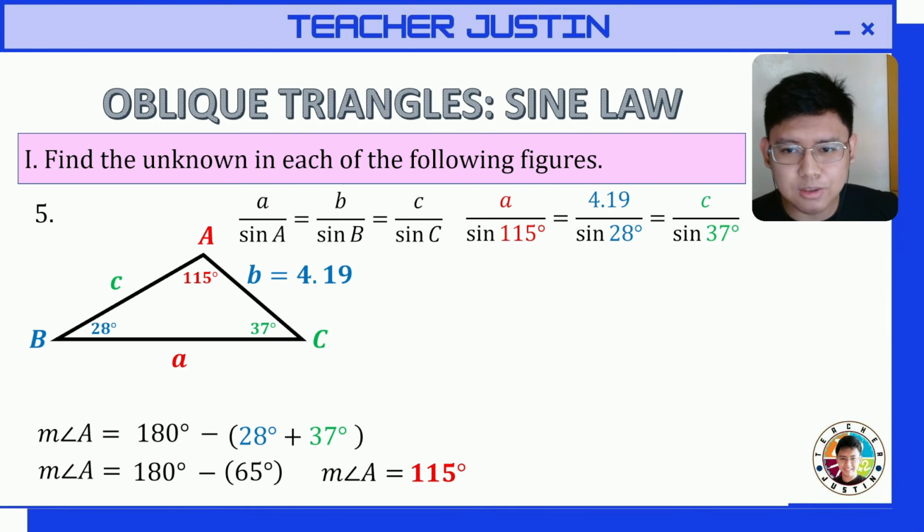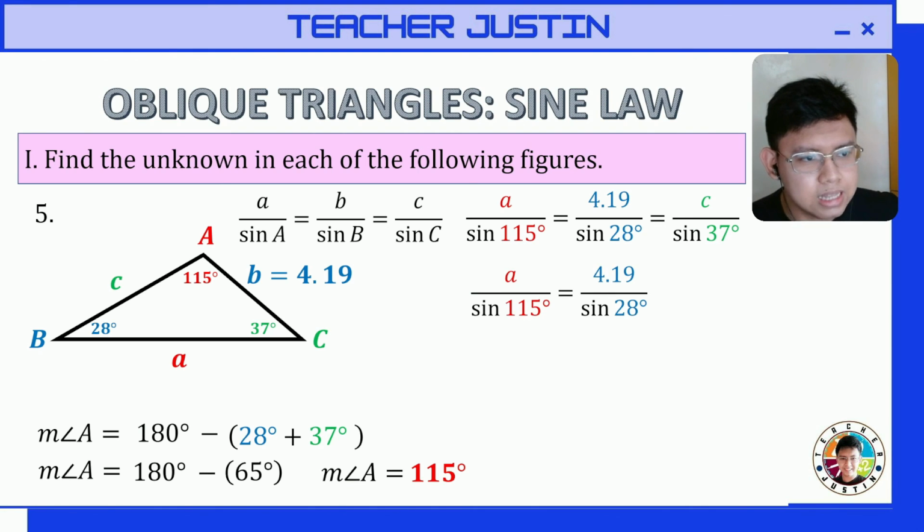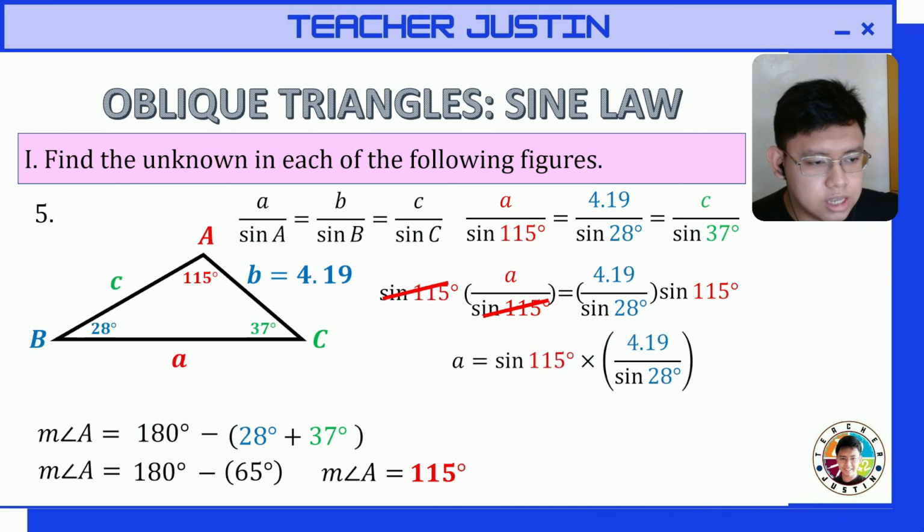So, para masagutan natin yung mga missing side, kunin natin yung complete fraction natin. In this case, it is 4.19 over sine 28 degrees and equate natin siya dun sa isang fraction. So, let's solve for the value of A first. So, equate natin si 4.19 over sine 28 degrees to A over sine 115 degrees. Now, let's multiply both sides by sine 115 degrees para ma-isolate natin yung value ni A.